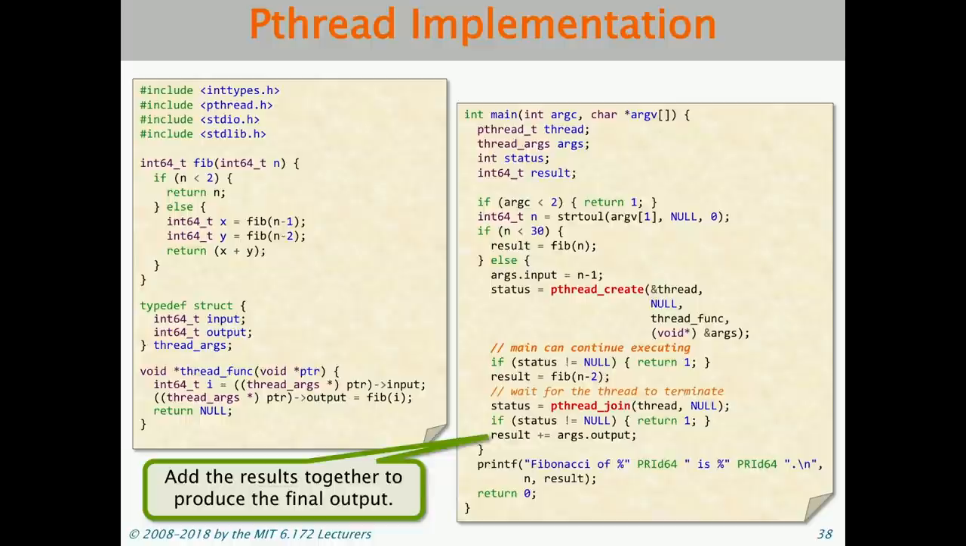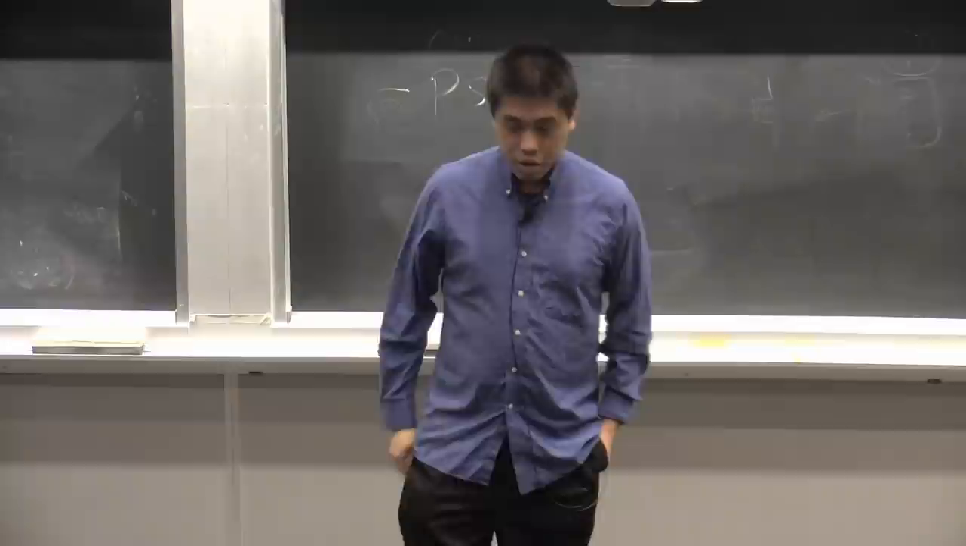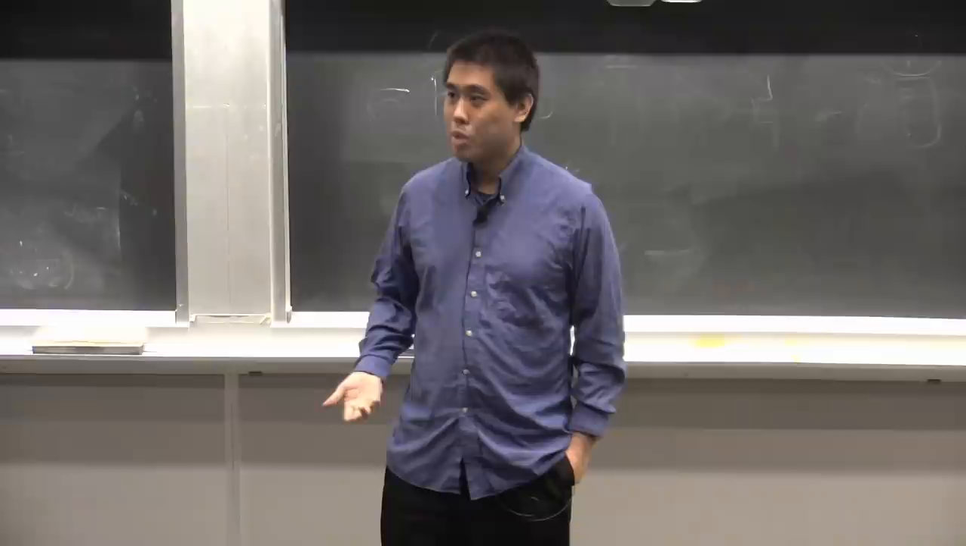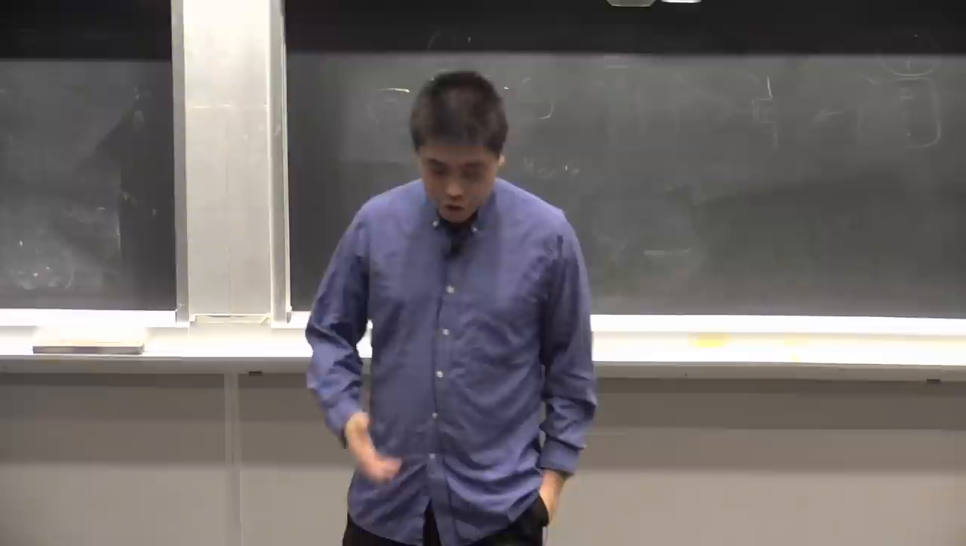So does this code seem very parallel? How many parallel calls am I doing here? Yeah, so I'm only creating one thread. So I'm executing two things in parallel. If I ran this code on four processors, what's the maximum speedup I could get? The maximum speedup I can get is just two, because I'm only running two things in parallel. This doesn't recursively create threads. It only creates one thread at the top level.